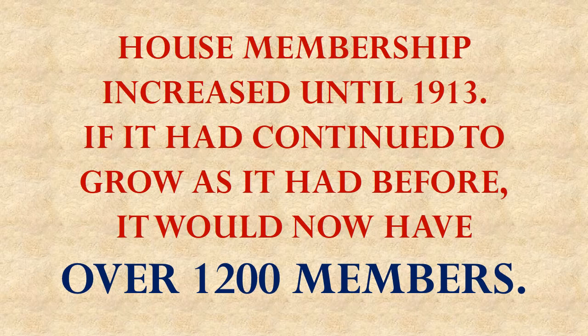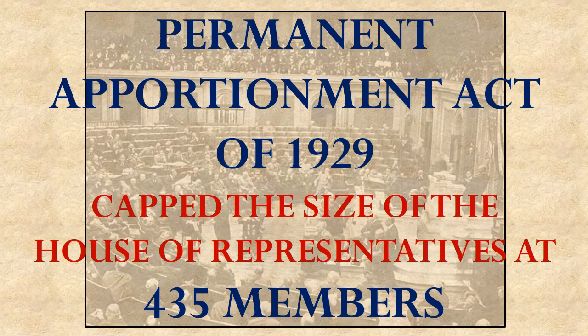Membership in the House of Representatives increased throughout our country's history until 1913. After that, there was a feeling that the size of the House was getting too big, among other problems. If the House had continued to increase in size as it had up until the present day, it would have over 1,200 members. But that didn't happen because in 1929, a law was passed by Congress that capped the size of the House of Representatives at 435 members.